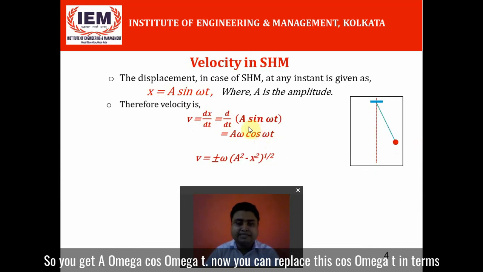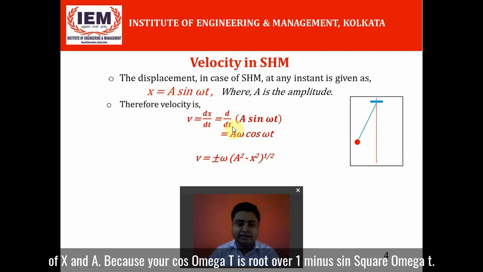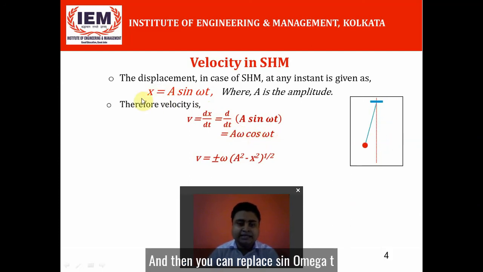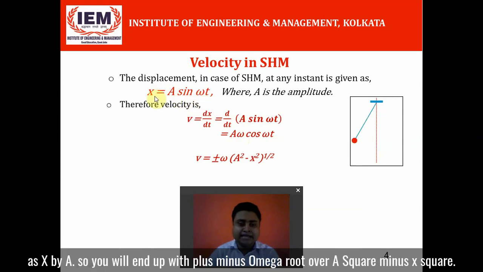Now we can replace this cos omega t in terms of x and a, because cos omega t is root over 1 minus sine square omega t, and then you can replace sine omega t as x by a. So you will end up with plus minus omega root over a square minus x square.